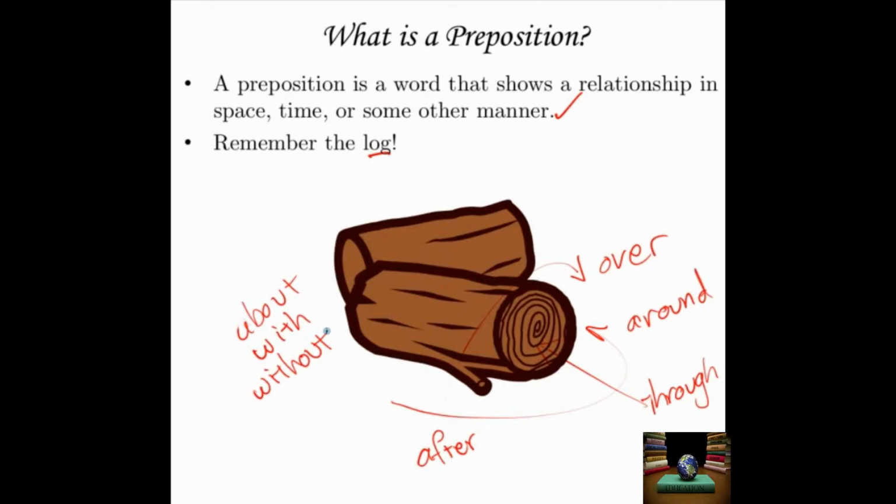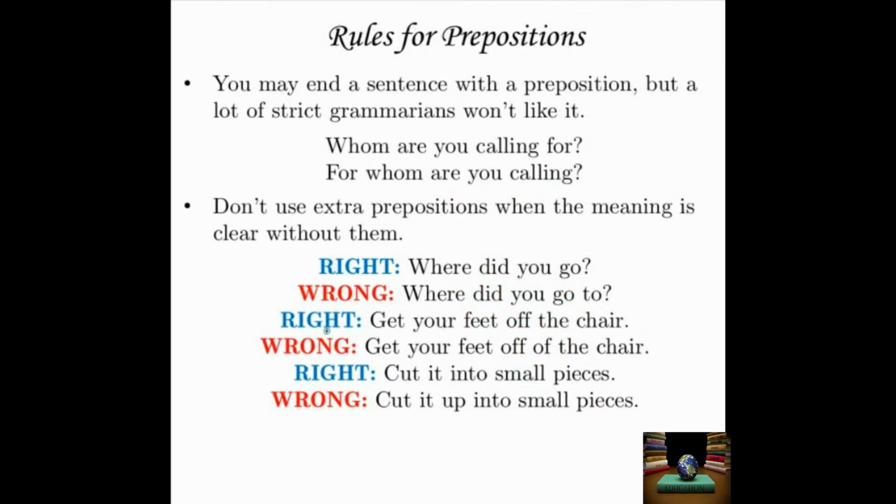So, now that we're all thoroughly tired of logs, how do we solve all the problems that we have with prepositions? Well, let's look. All right, because you are in advanced grammar, I'm going to trust you with something. You may now end a sentence with a preposition, but a lot of strict grammarians, including me, won't like it. Okay? So, you can now say, whom are you calling for? Yes, you have to say whom, that's not an option. Or you may say, for whom are you calling? I will let you use a preposition at the end of a sentence now. However, you had better use it responsibly, or I will find you.